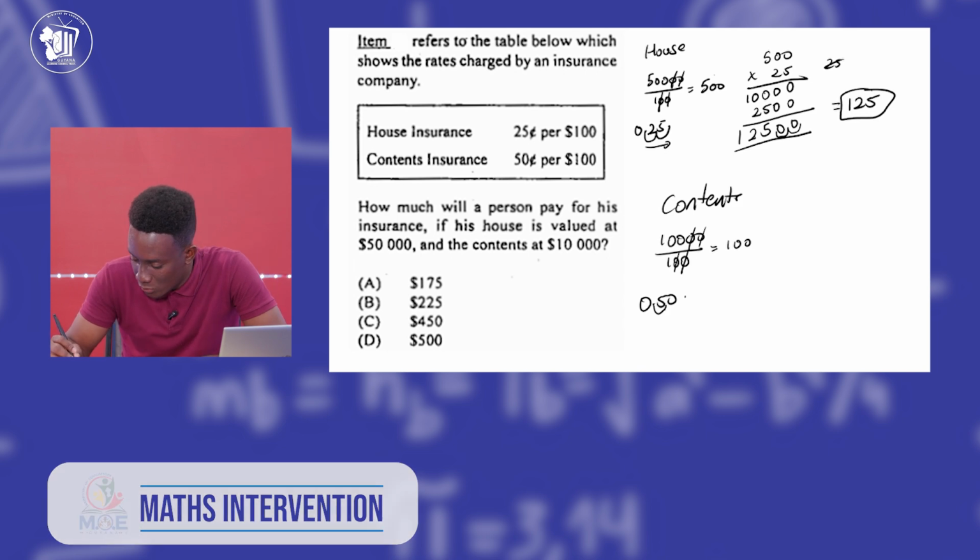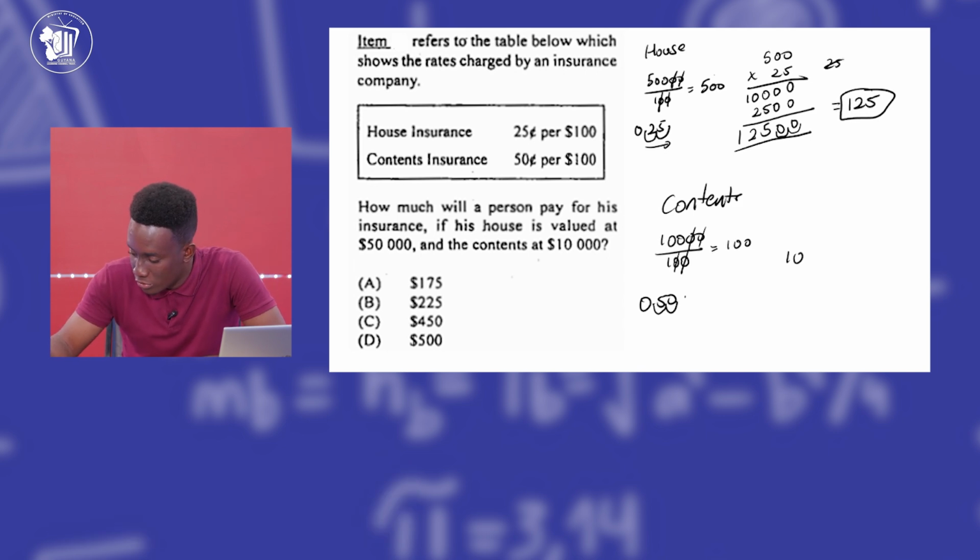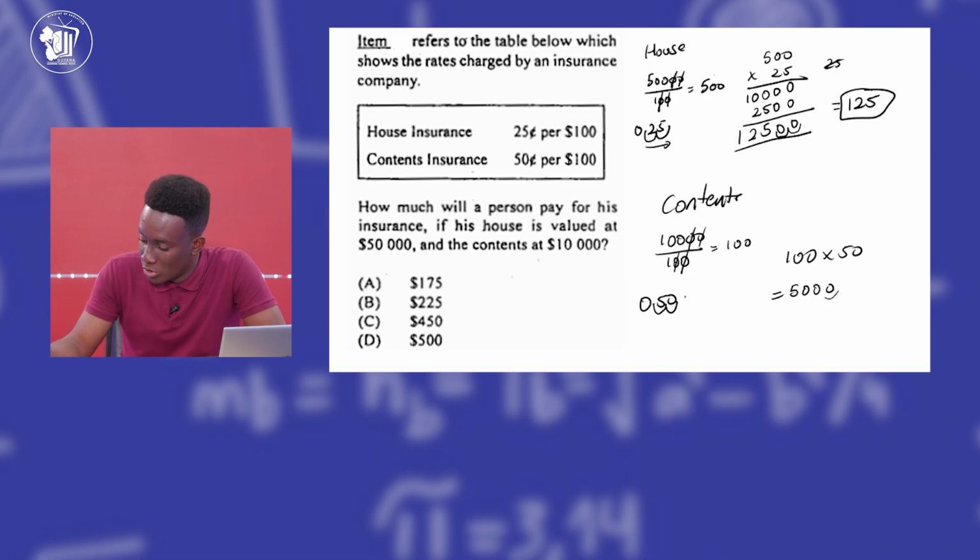So we turn this into a whole number. So we'll have 100 multiplied by 50, which would simply be 5,000. I remember we moved the point out 2 times. So you got to move it back in 2 times. So we jump 1, 2. So the cost for the contents insurance would be $50.